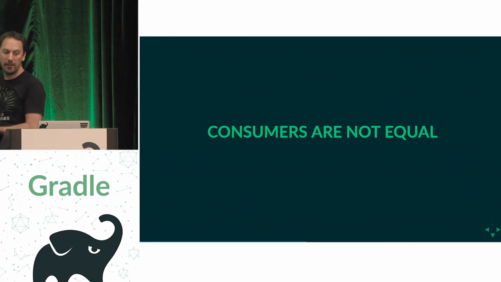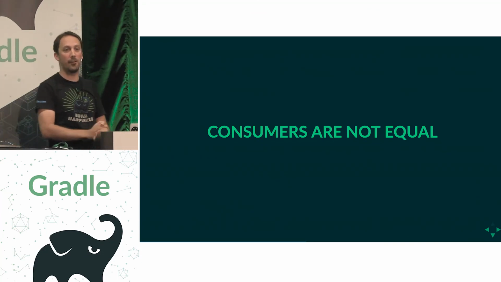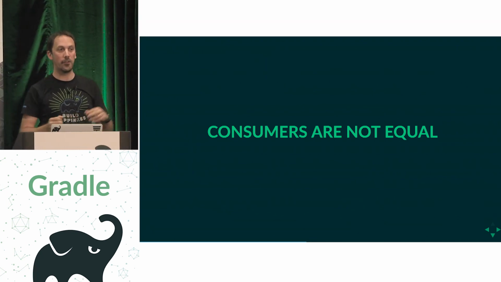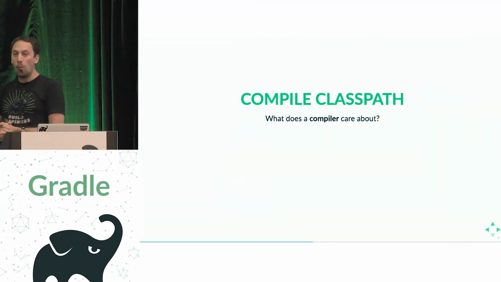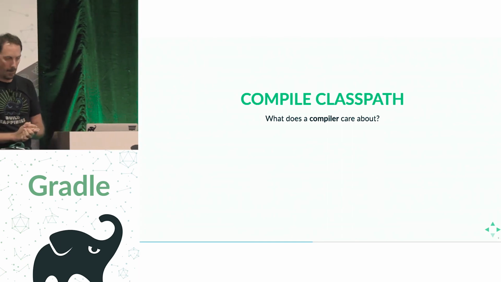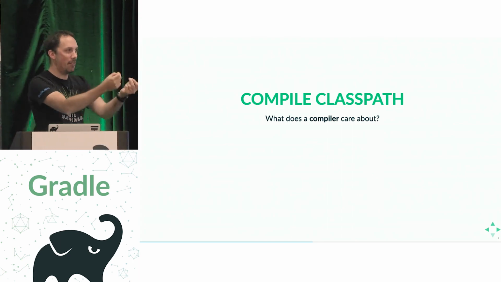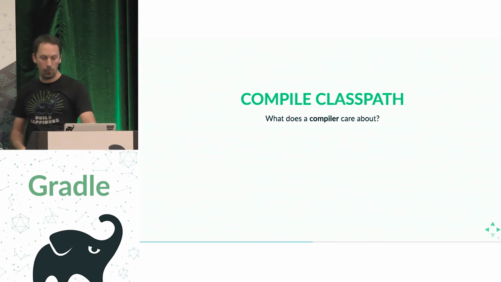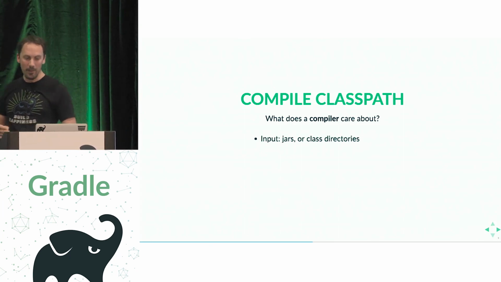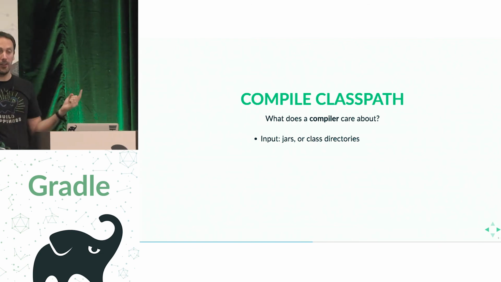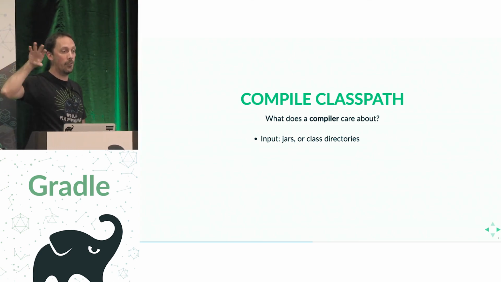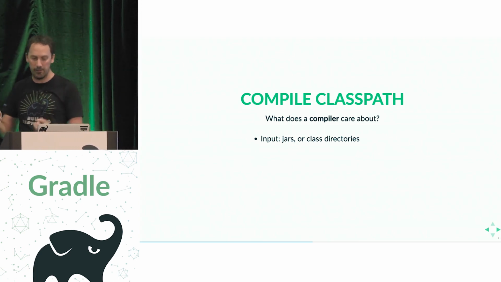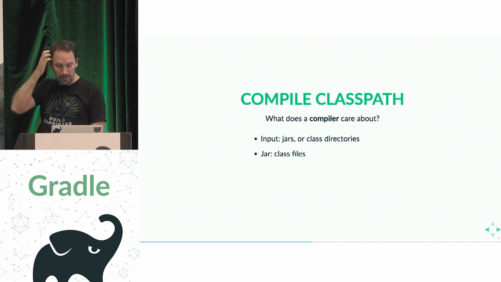How we can do that better is that we need to make the difference between the different kinds of consumers of a library. So separating the API and implementation is nice, but there is something else that we need to think about. What is the compile classpath? What does the compiler, the javac compiler, need to compile something? What does the compiler care about? It has an input. The input is jars or class directories. These are the libraries that you are using, right? Your dependencies. And it has the source files, of course.